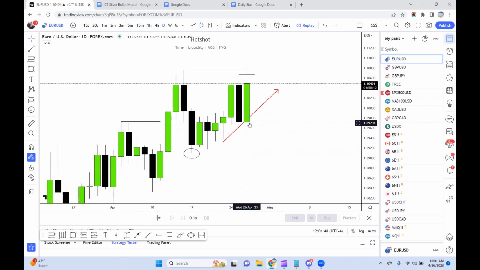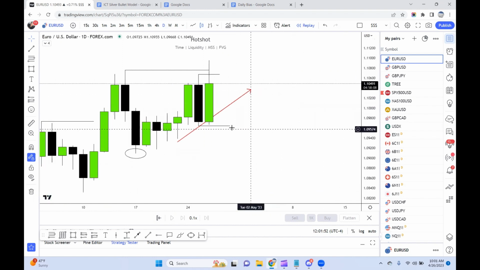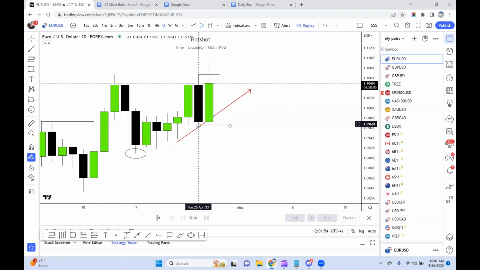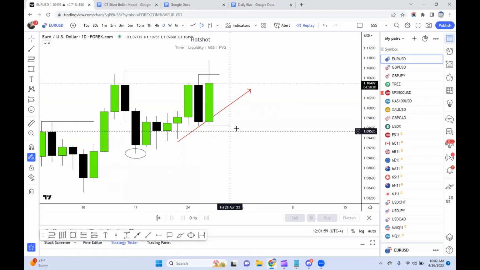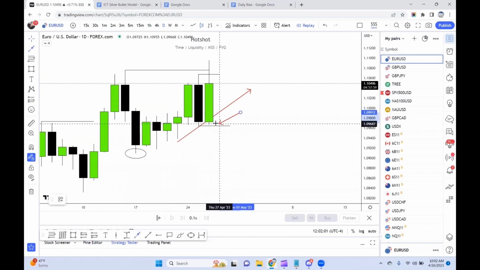This is Wednesday, the current day, April 26th. Right here, you see that's exactly what happened. Price the previous day closed down here, right? But you can see it opened. It created a small little wick right there. You can see that it created this wick right here. That's the Judas swing, fake move, manipulation, where they accumulated longs.